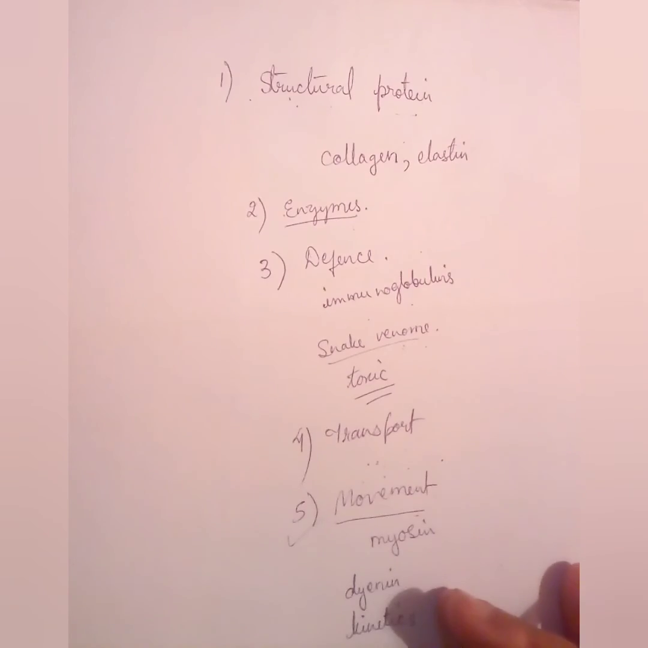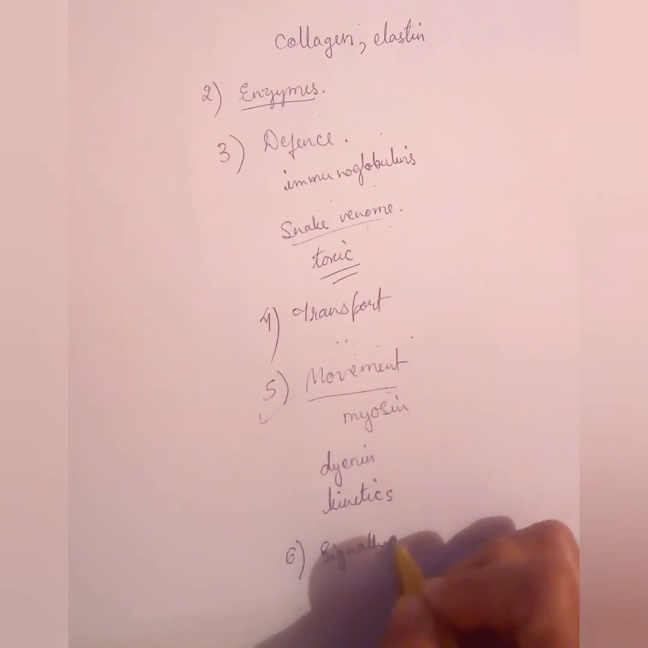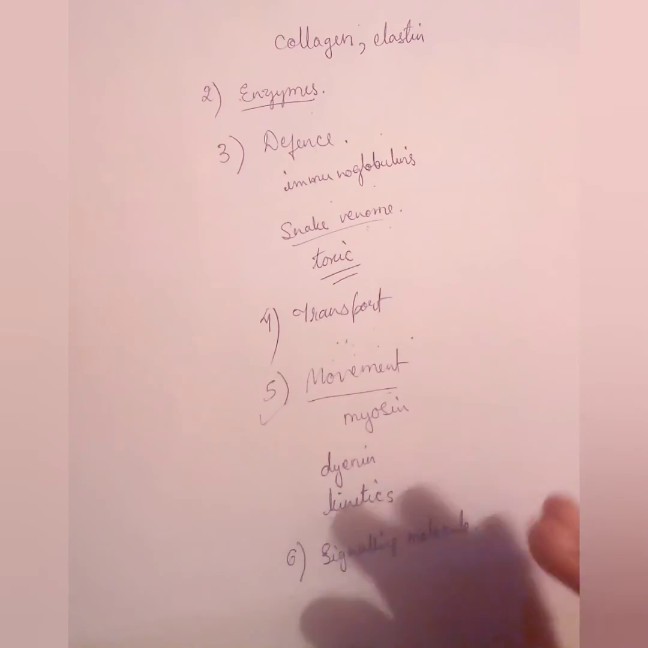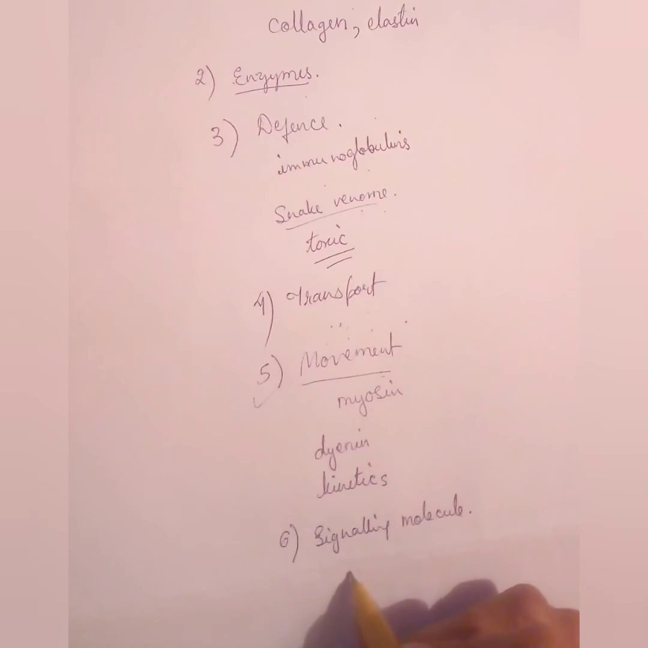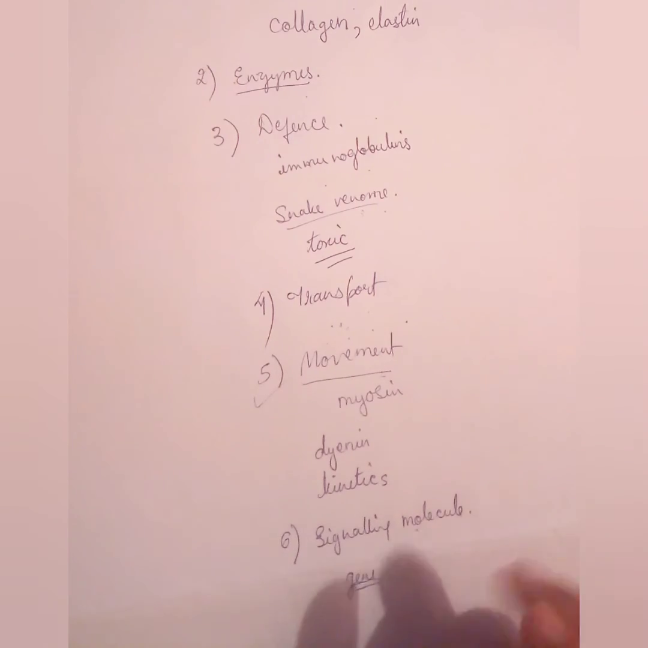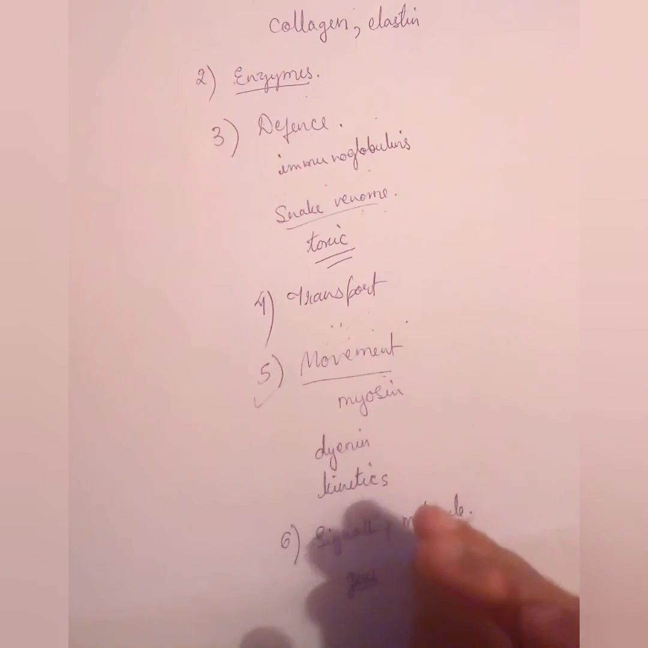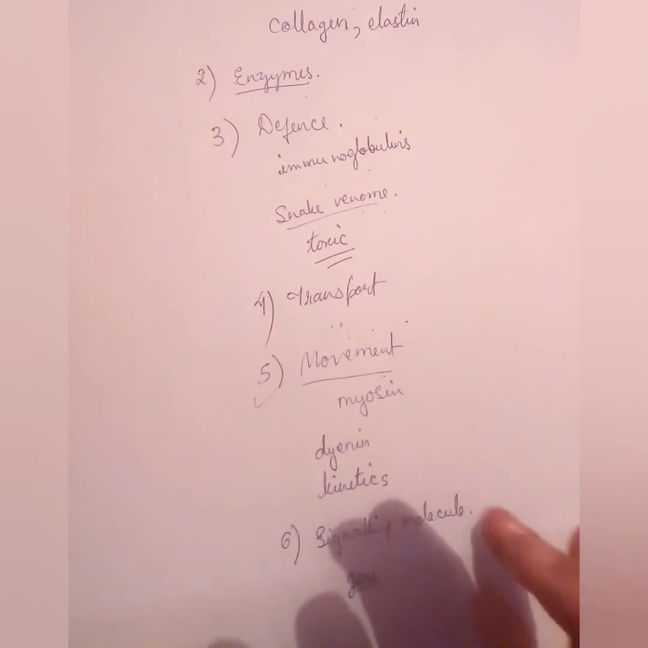And another important function is signaling molecules. These proteins help to transfer the signal. They carry the signal for gene expression, from one cell to another cell. Some of these act as hormones, for example insulin and glucagon, and carry the signals for gene expression. Also, a number of receptor proteins are involved in signaling mechanisms.